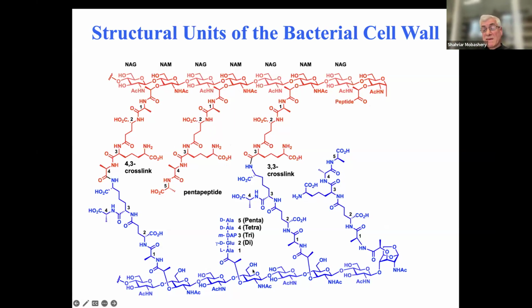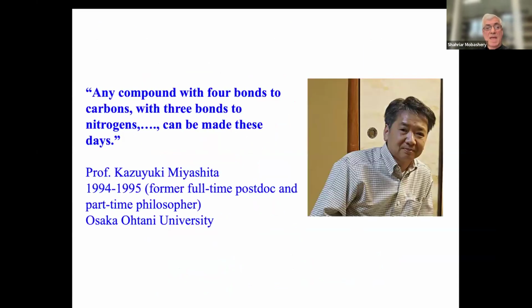Then, when two strands of peptidoglycan get into close proximity of each other, they have the opportunity to cross-link. And here, what you're seeing is the so-called 4-3 cross-link. And here is the 3-3 cross-link. So the cross-linking, it turns out, is absolutely critical. If you interfere with the cross-linking, bacteria die.